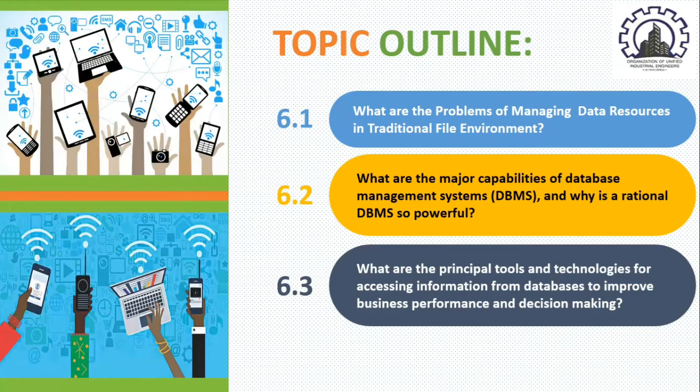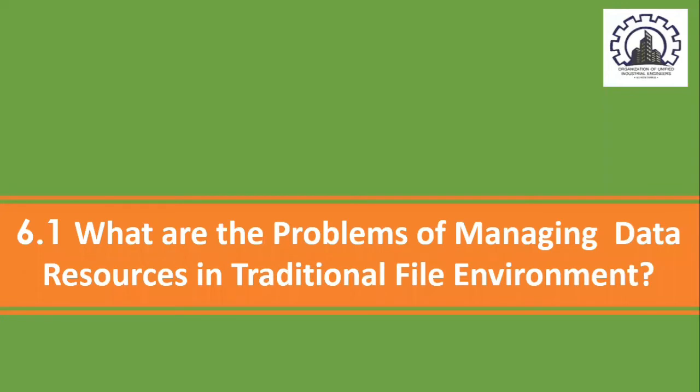In order for us to get started, let us discuss our first key area, which is the problems of managing data resources in traditional file environment. Take note that an effective information system provides users with accurate, timely, and relevant information, correct? Accurate information is free of errors. Information is timely when it is available to decision makers when it is needed, and information is relevant when it is useful and appropriate for the types of work and decisions that require it.